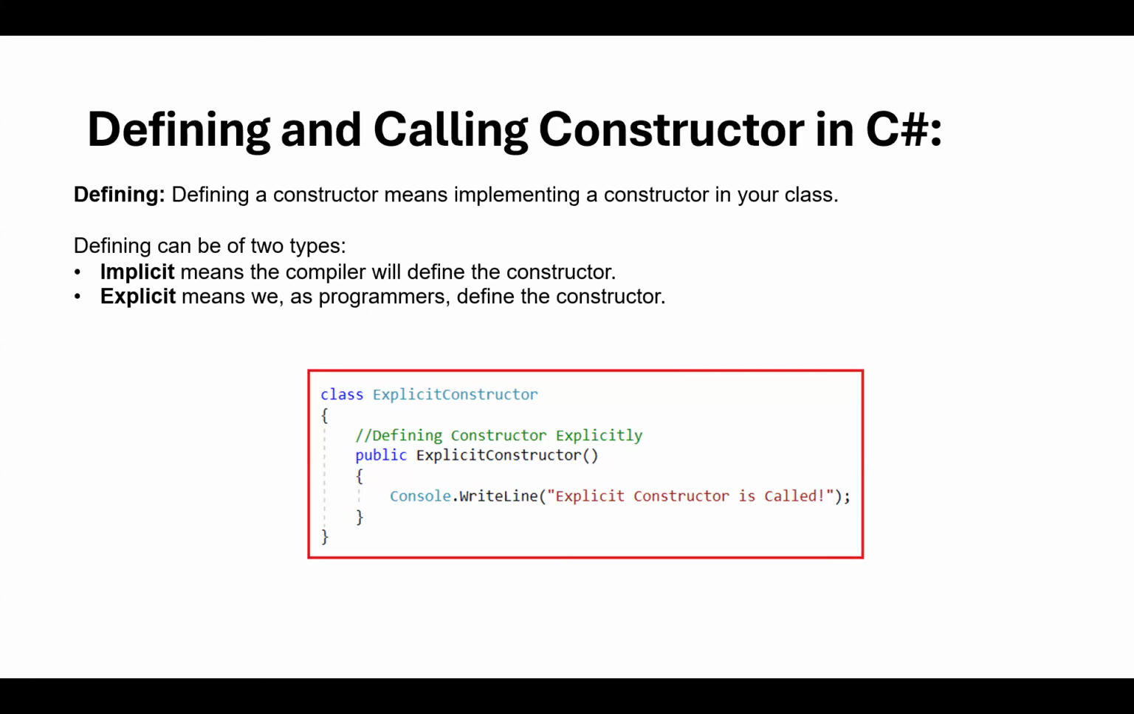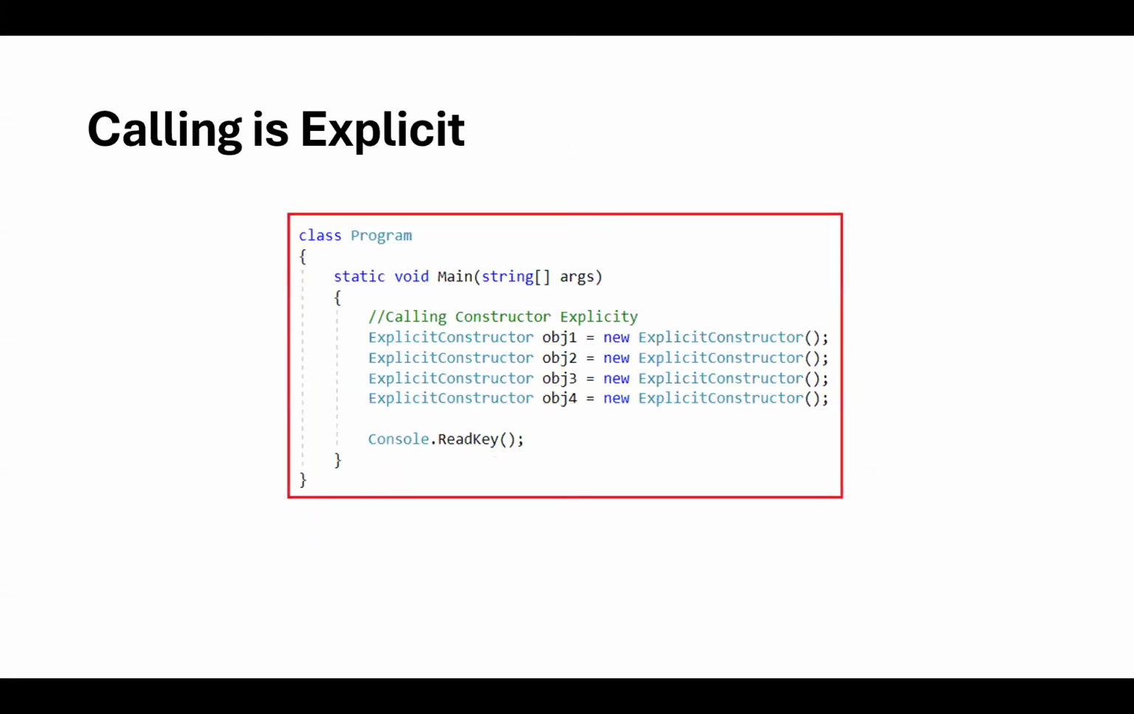As we discussed before, we have two types of constructor. It's explicit and implicit. Implicit is by default, and explicit is defined by the developer. So how can we call an explicit constructor? As we discussed, we can use the keyword new and set your constructor.